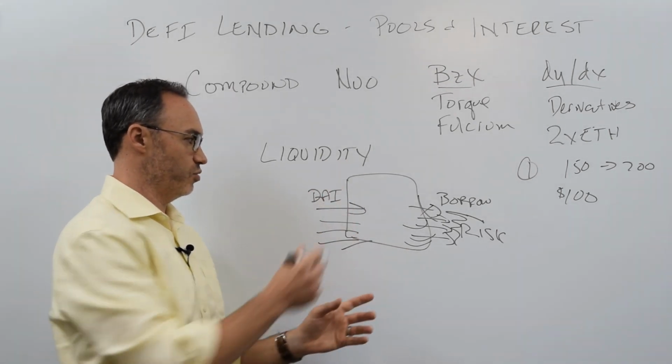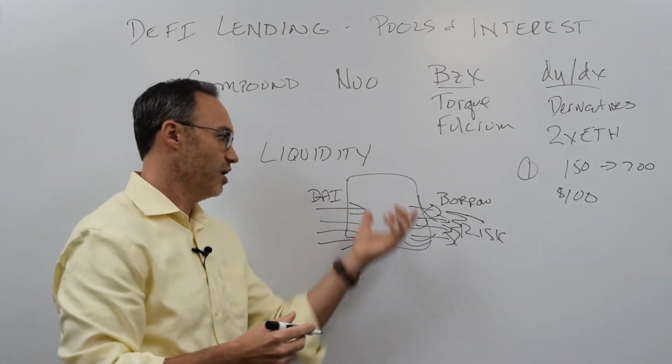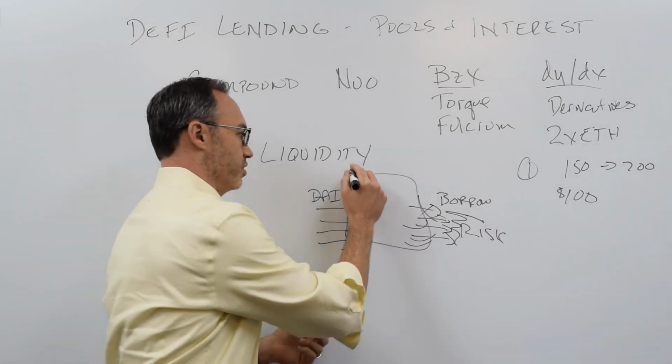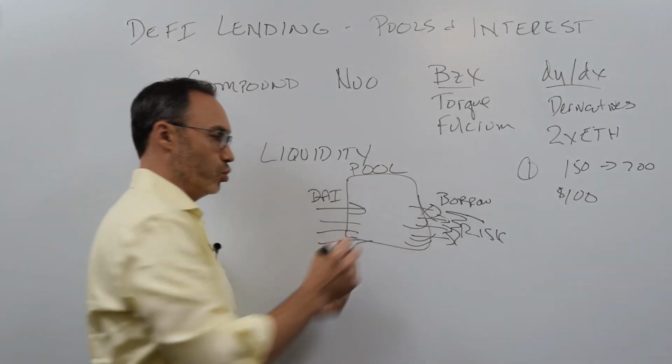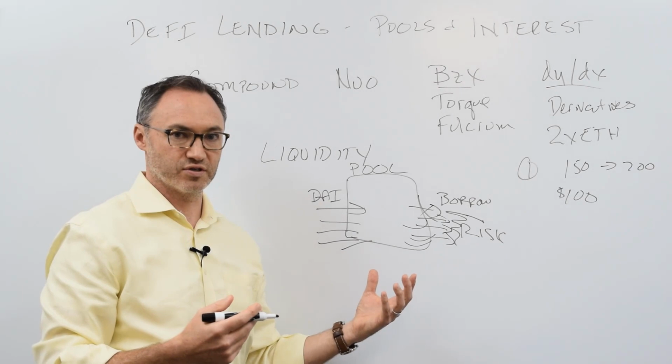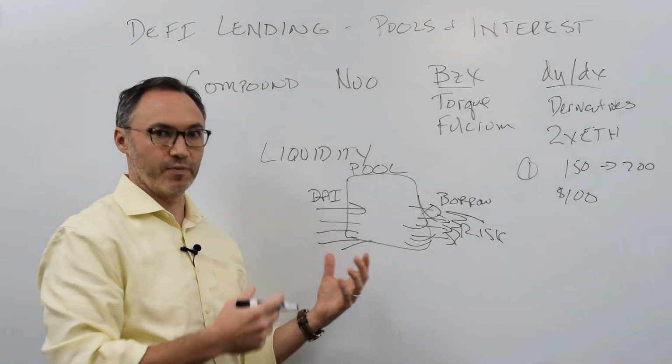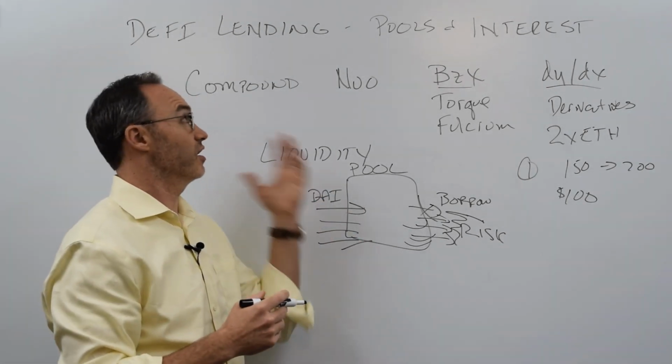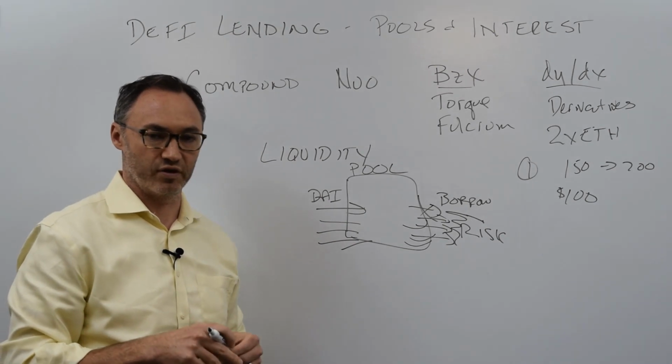We talked about liquidity. We talked about how the interest rate is determined and how we're essentially creating a pool here. Pooled lending, which is more akin to how, say, a bank works, than peer-to-peer. We'll go into peer-to-peer in another video. Right now, this is the lending pools and interest.